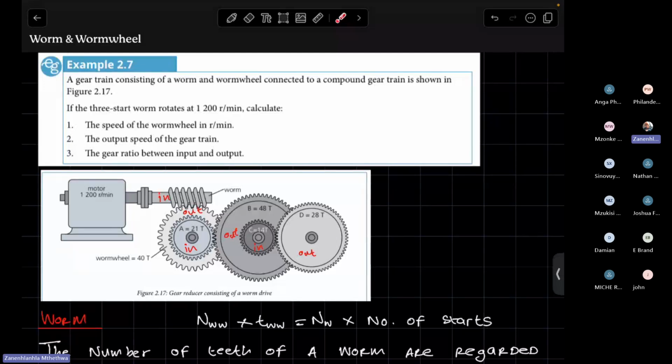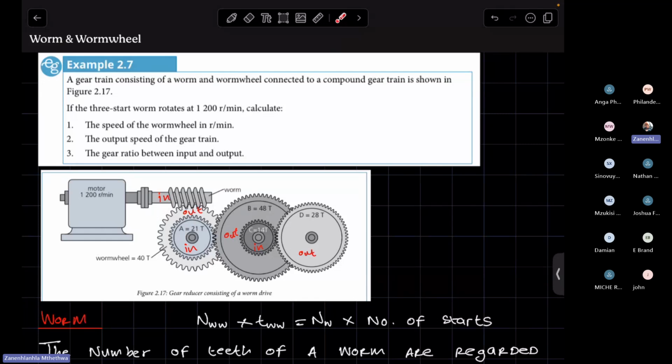Now let's look at these questions. First let's read the statement. The gear train consisting of a worm and wormwheel is connected to a compound gear train as shown in figure 2.17. You see how they phrased the statement? They said you have a worm and wormwheel that is connected to a compound gear train. So essentially, you have two systems that are working in conjunction with each other.